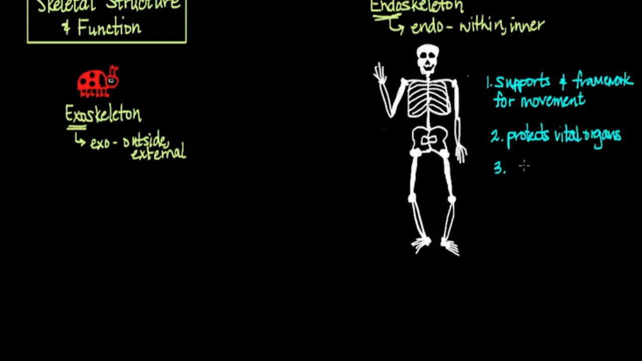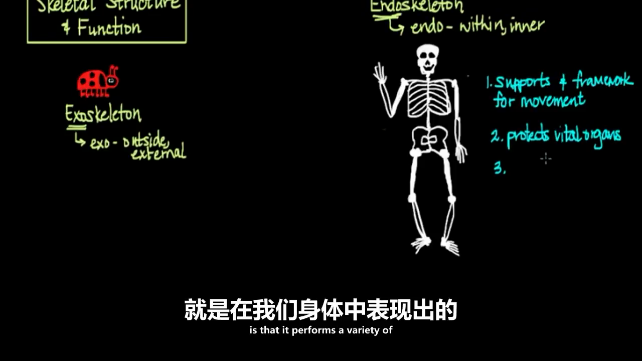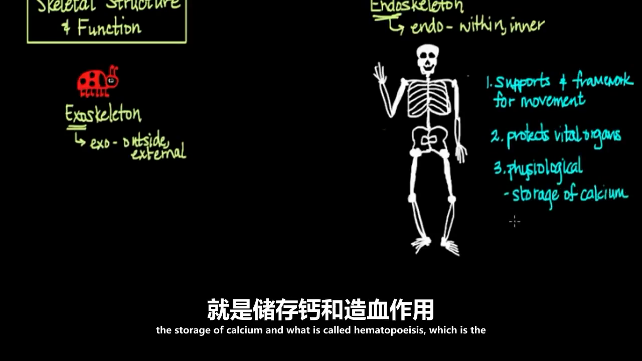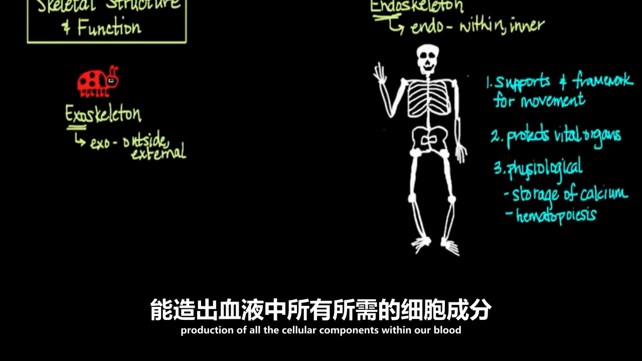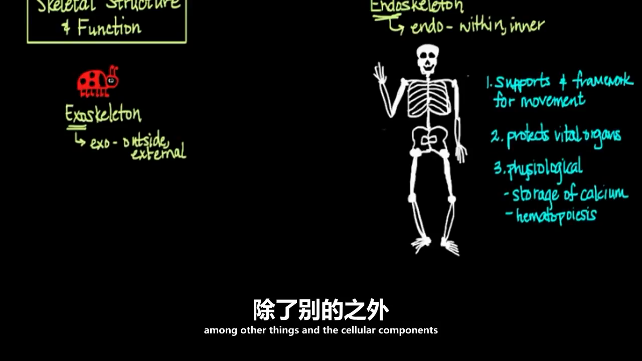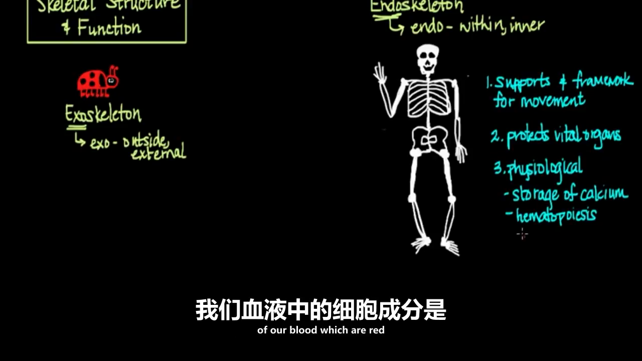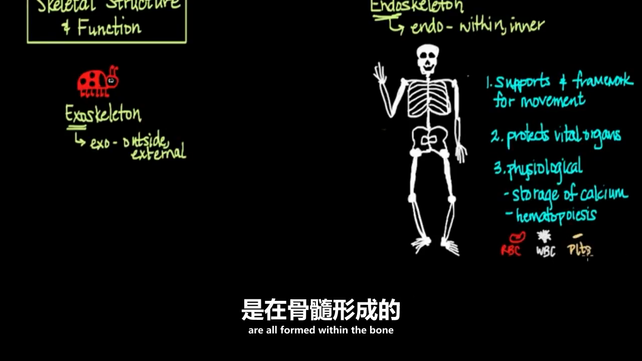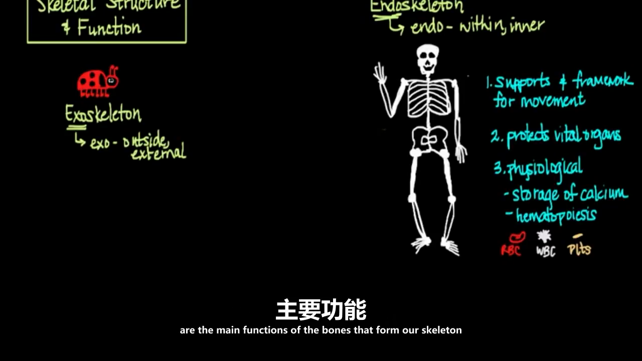And the third function of our skeleton is that it performs a variety of physiological roles in our body, namely the storage of calcium and what is called hematopoiesis, which is the production of all of the cellular components within our blood. So our blood is made up of many different components, plasma, proteins, among other things, and the cellular components of our blood, which are red blood cells, white blood cells, and platelets, are all formed within the bone marrow of our bones. And so those are the main functions of the bones that form our skeleton.